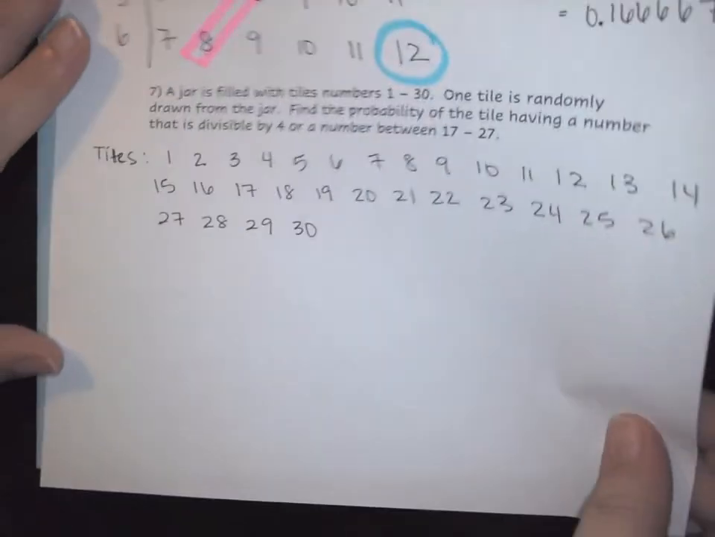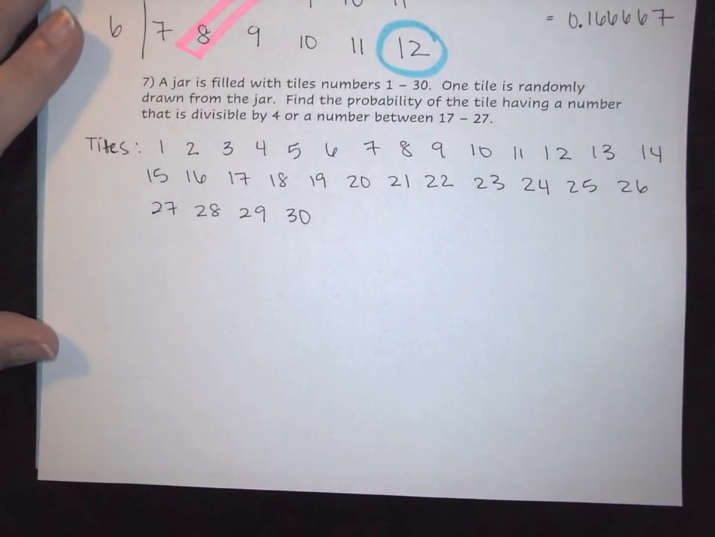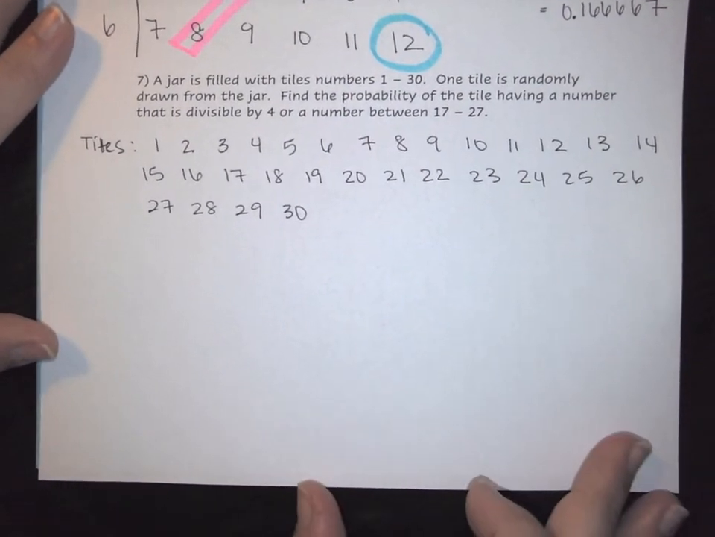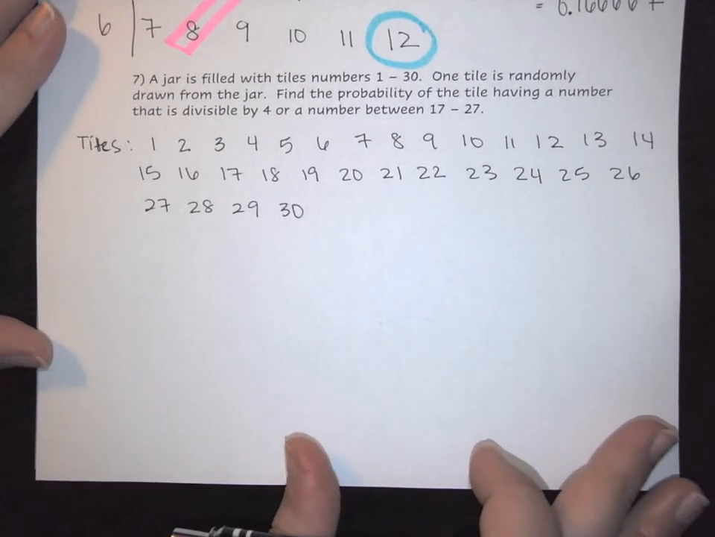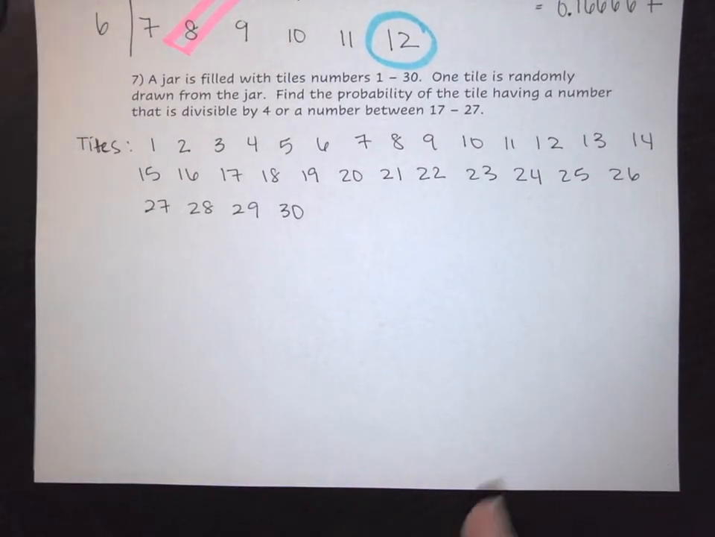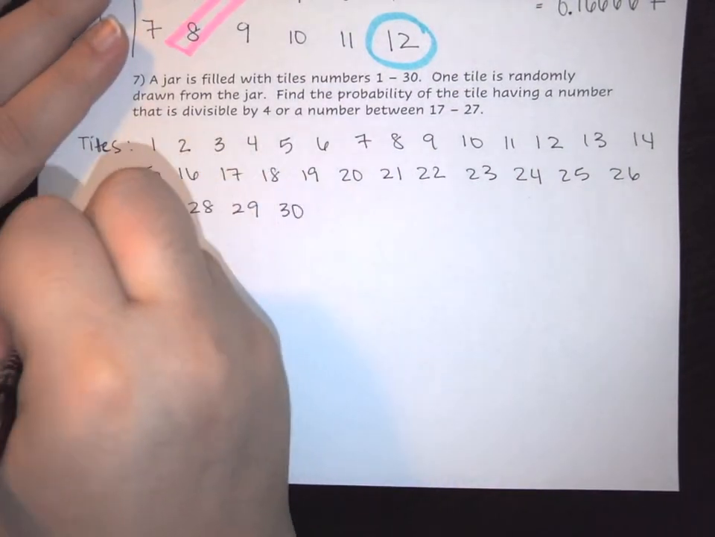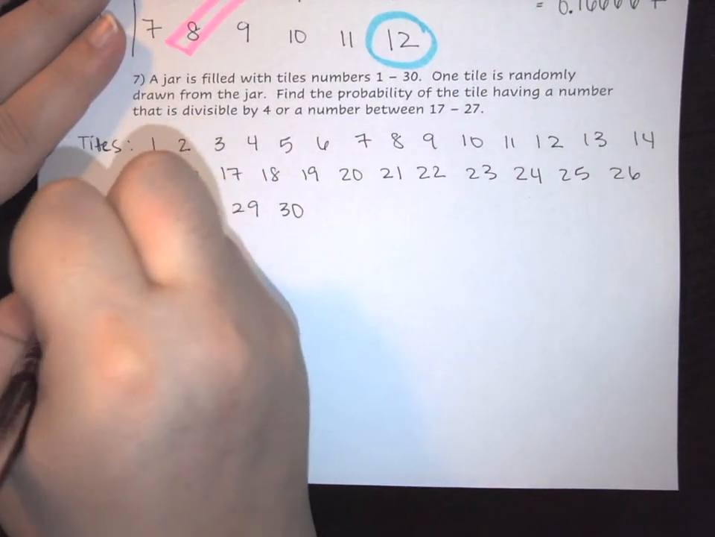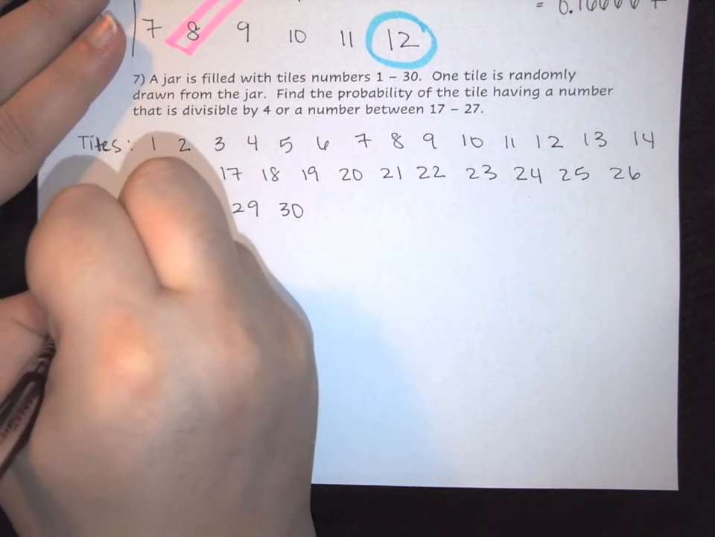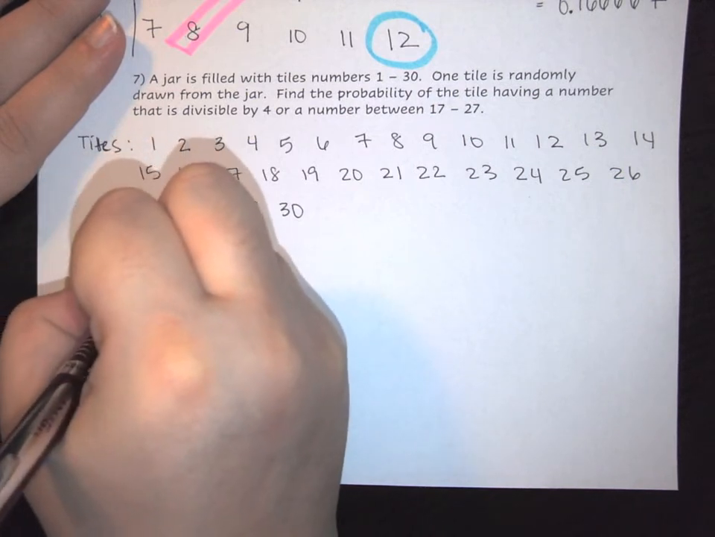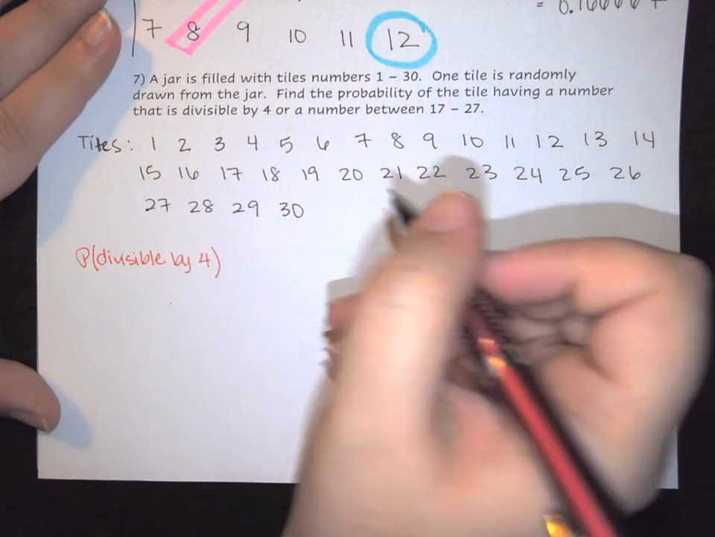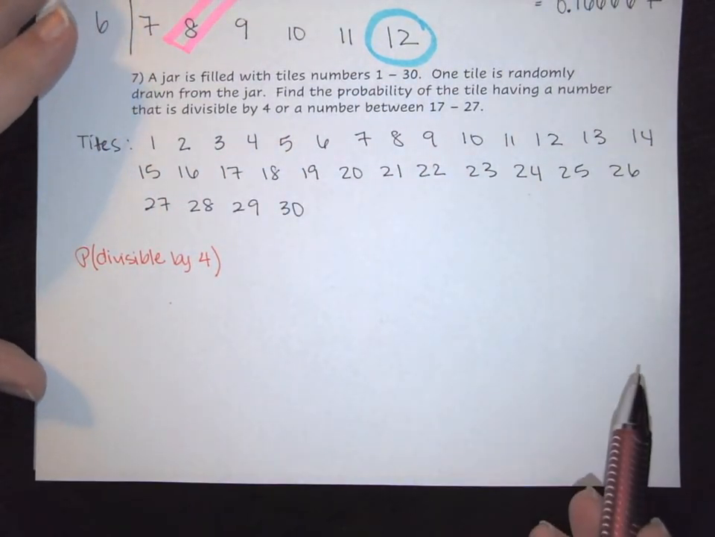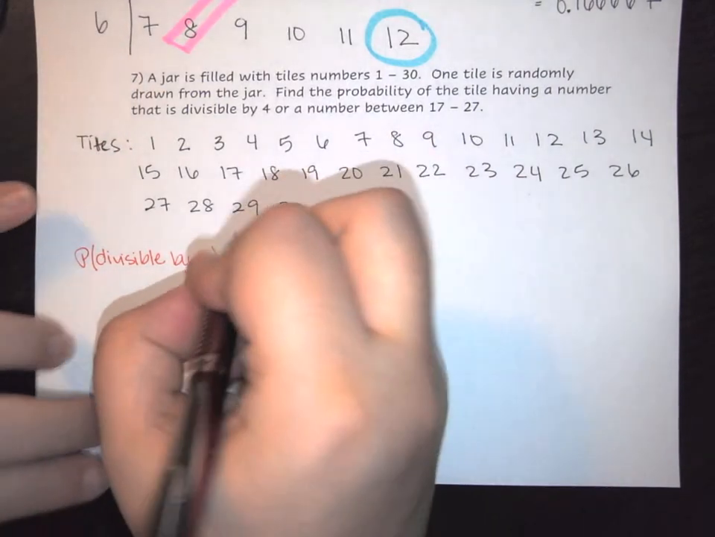Alright, now the reason why I would do that is because I know firsthand that sometimes working probability problems can be a little overwhelming, and so it's easier to just go ahead and draw things out. So the first thing that we want to look at, and I'm going to go ahead and use colors for this, is we want to find the probability that we are divisible by 4. So we already know that there's 30 tiles and that is our total.